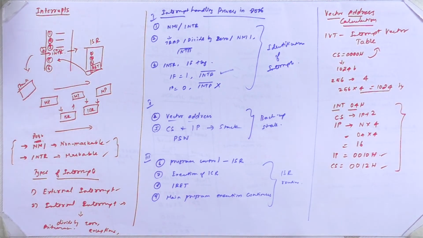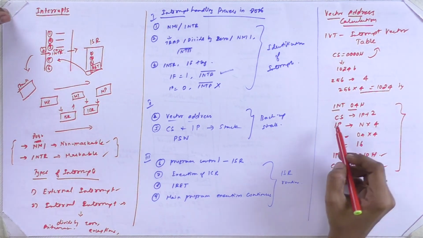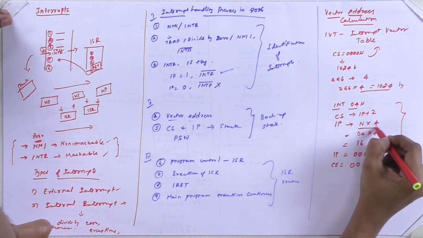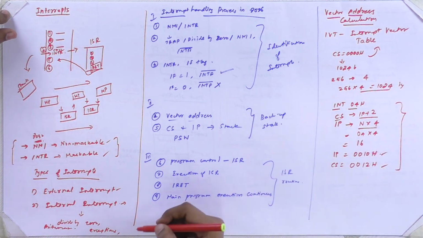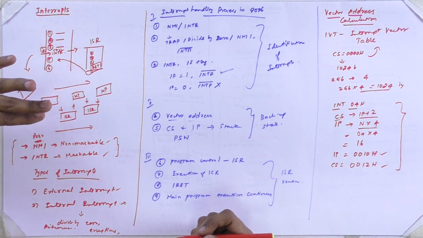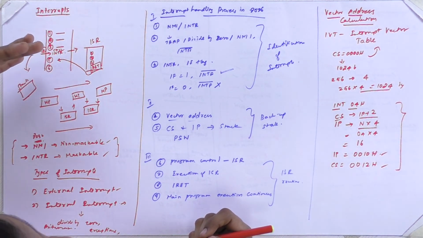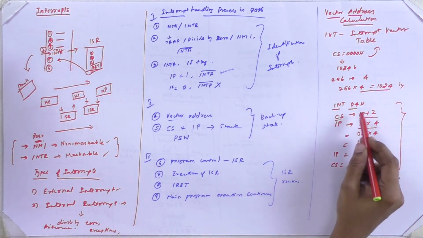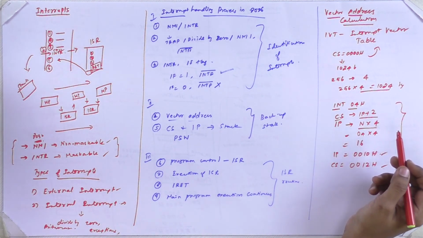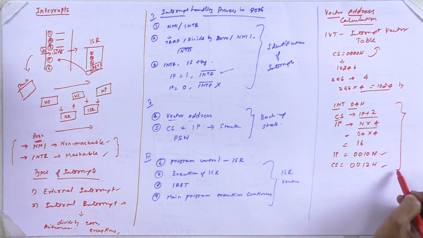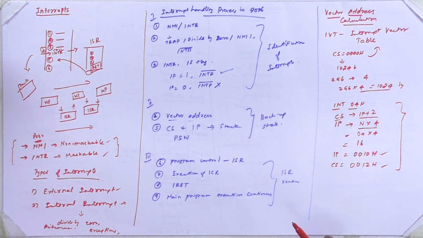So this is the procedure to calculate the vector address for any given type. The formula to calculate IP is n into 4 and to calculate CS is IP plus 2. So for all the 256 types of interrupts, this formula can be used to calculate the vector address, and based on this address calculation, the processor will start executing the interrupt service routine stored in this interrupt vector table addresses.